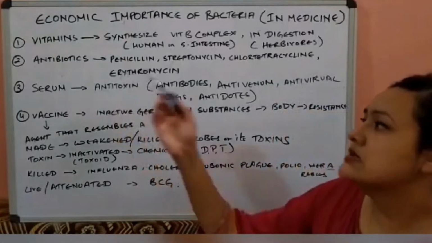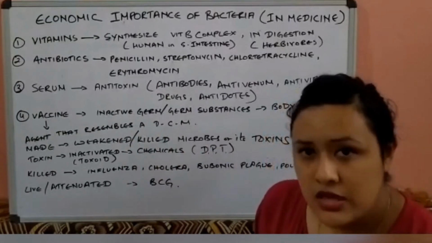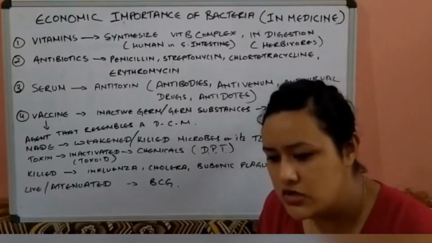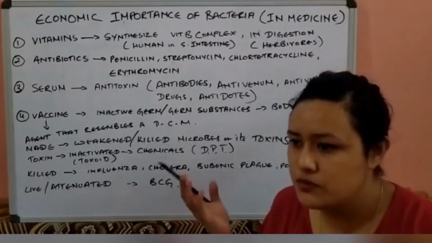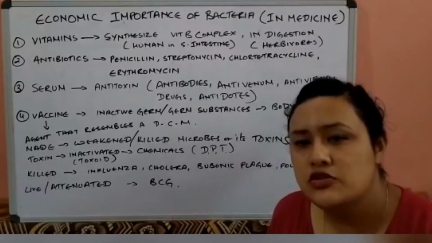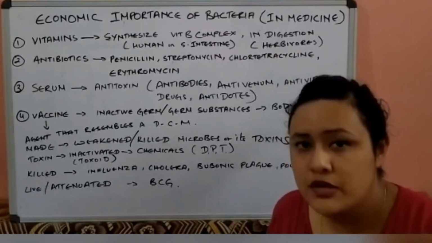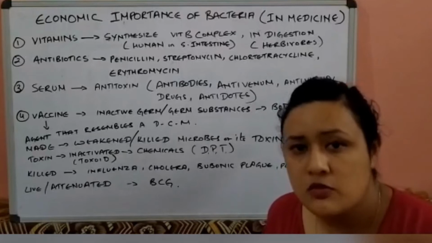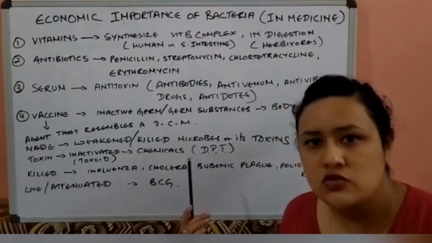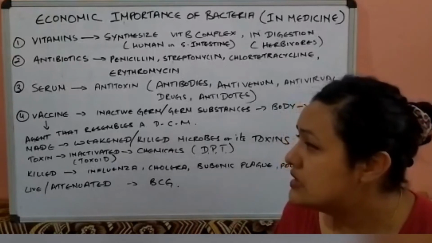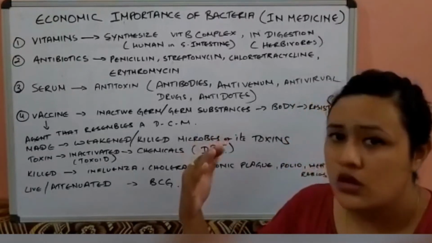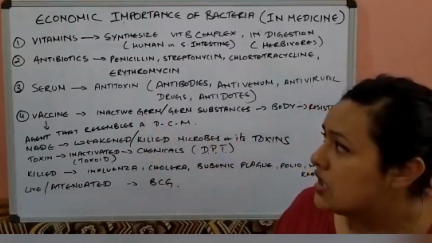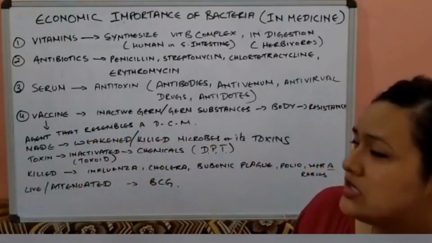Now the next one is serum. Serum is a yellowish fluid that is found in our blood after it clots. You all know blood has two components, you should remember that: a solid component and a liquid component. The solid component is made up of RBCs, WBCs, and platelets, and the liquid is known as plasma. When blood clots, we can separate the liquid and the solid components. The liquid is known as serum, the yellowish fluid.